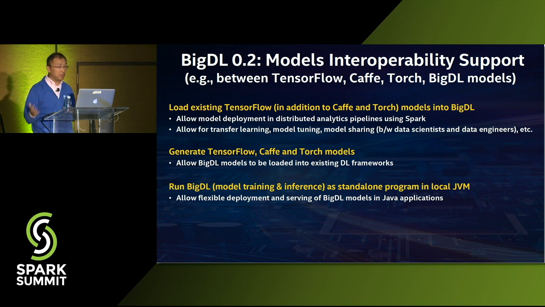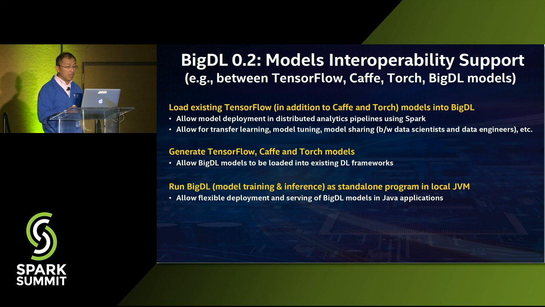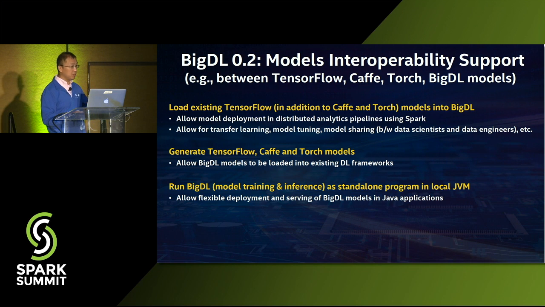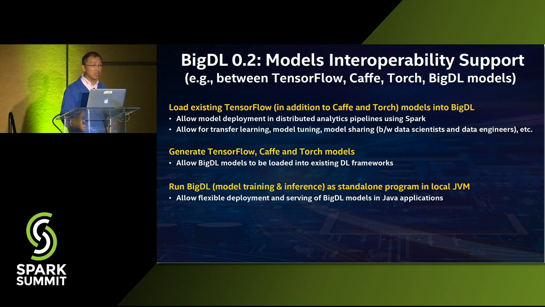And we can also generate models so that they can be loaded into TensorFlow or Caffe or Torch for various operations. And the other part is that you can now also run BigDL as a standard local Scala program on your local JVM without Spark, which will make it easier to deploy your model. I mean, a BigDL model can now be easily deployed in, for instance, a Java application server. You can just use it as a Java program.